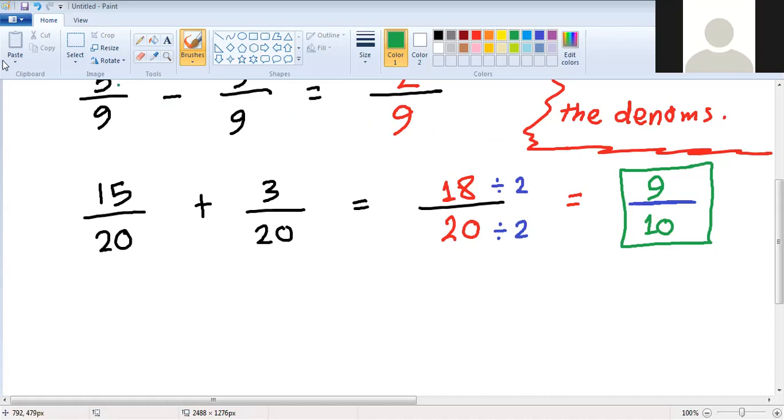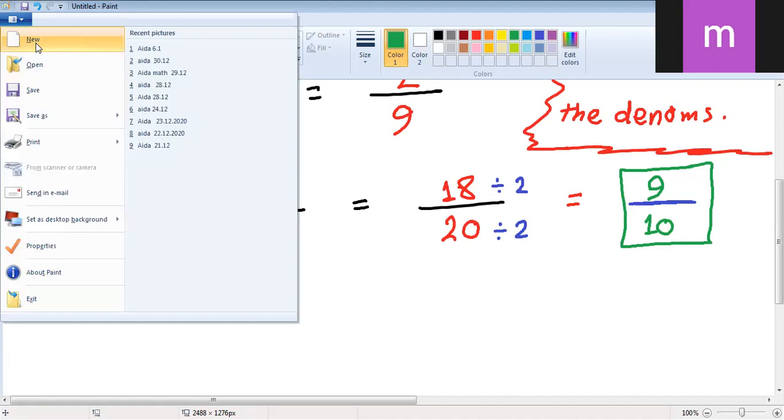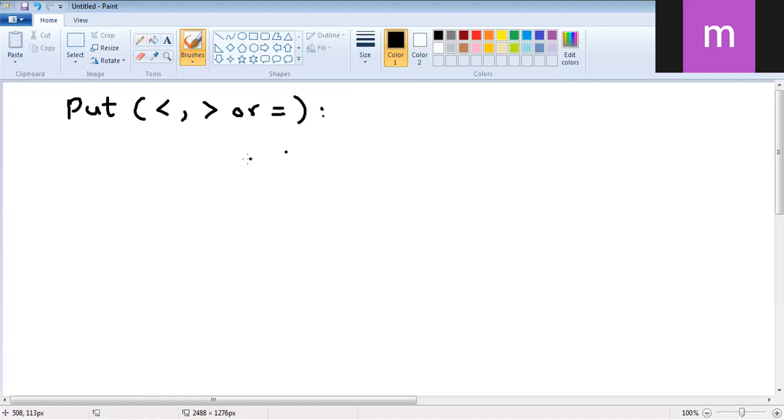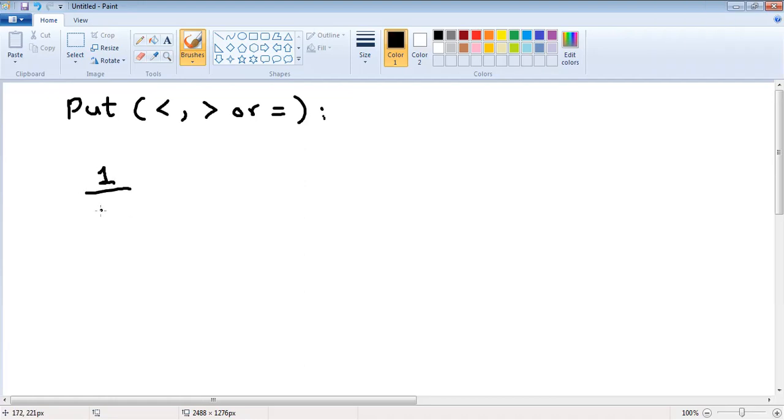Here comes another type of questions. Compare. You remember? Put bigger than, smaller than, or equal to. What fraction is bigger? Let me solve the first one, and the second one will be for you. 1/2 is bigger than, smaller than, or equal to 10 over 20.